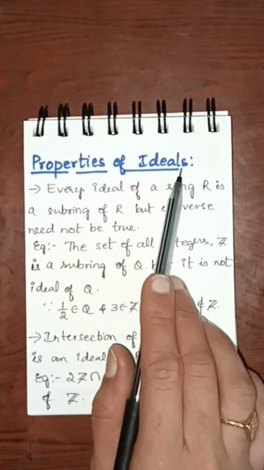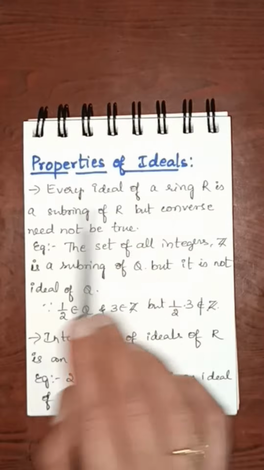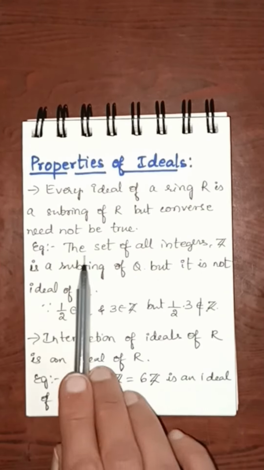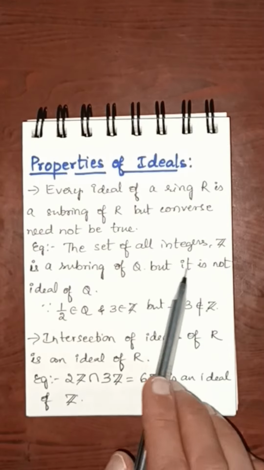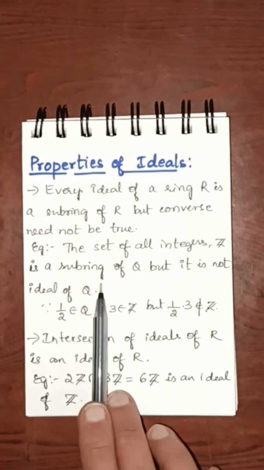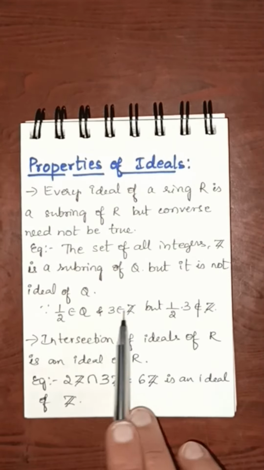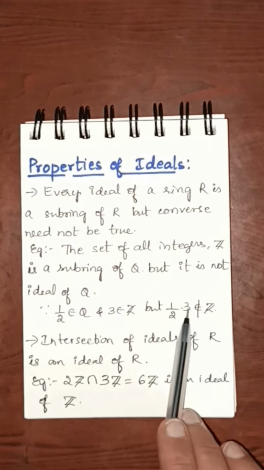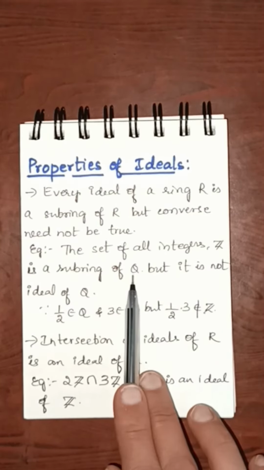Properties of ideals. The first property is that every ideal of a ring R is a subring of R, but the converse need not be true. Example: the set of all integers Z is a subring of Q, but it is not an ideal of Q. That is because 1/2 belongs to Q and 3 belongs to Z. Now 1/2 times 3 is equal to 3/2, which doesn't belong to this set Z.